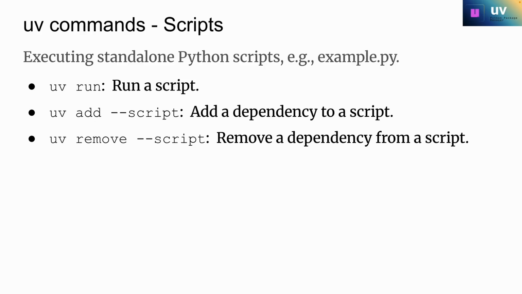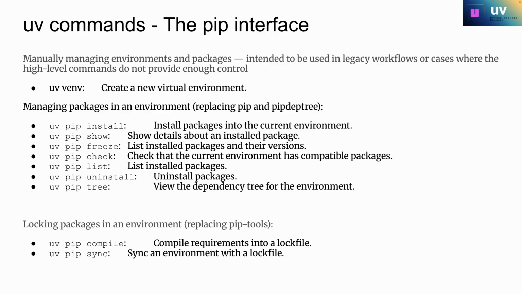With uv run, we can run a particular script. uv run python main.py, then it will be able to run that particular script quite quickly. And uv add --script adds a particular dependency to the script, and uv remove --script removes a dependency from a script. There are a few more commands.